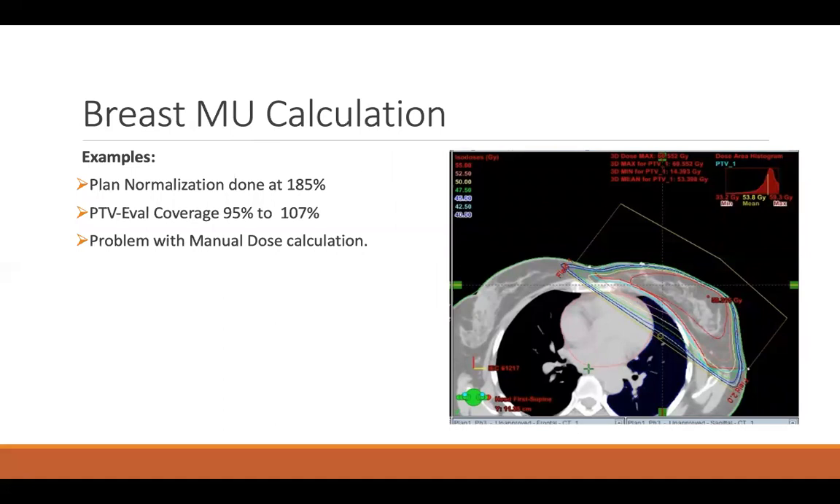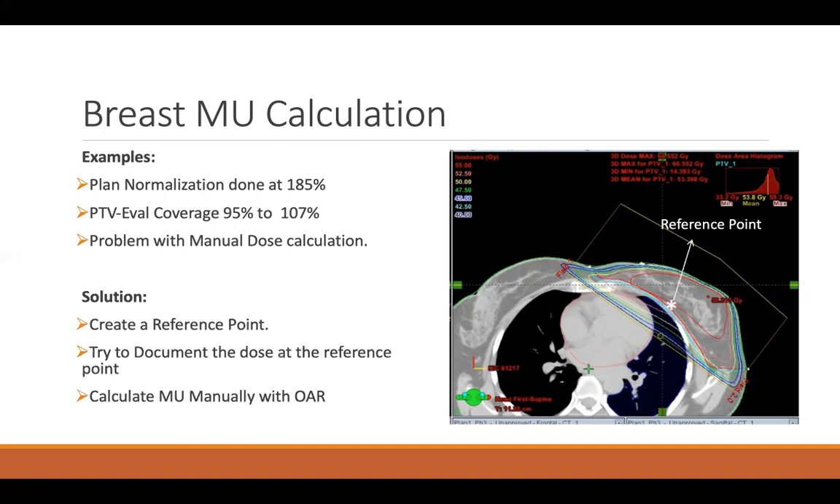Breast monitoring unit calculation. I will show an example. Sometimes when we do a plan and normalization with a value, suppose here we normalize at 185%. When we manually calculate the plan after that, it is very difficult to identify the normalization point because there is no normalization point with a value. To solve the problem, we have to create a reference point and document the dose at the reference point. Then we can manually calculate the dose and OIR dose.